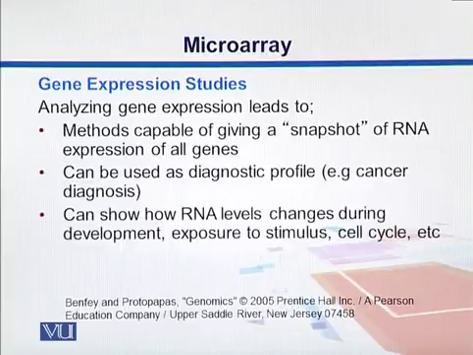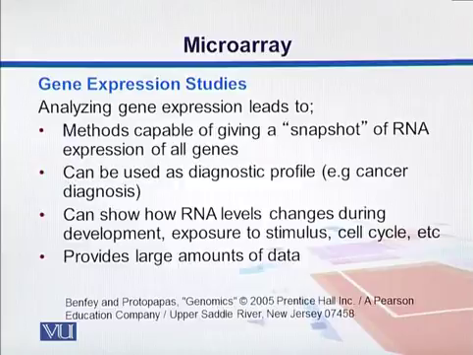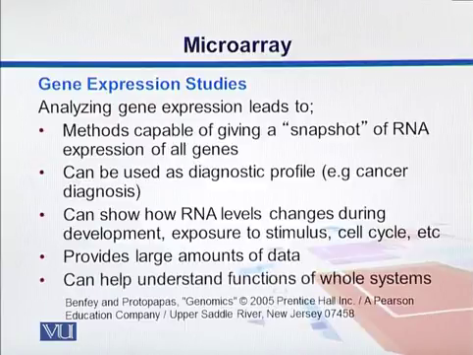They can show how RNA level changes during development, exposure to stimuli, and cell cycle. It produces a large amount of data. So whenever a huge amount of data is produced, we need really important and very skilled techniques like statistics and computational biology techniques to explore that data and grab interesting patterns out of it. So they can help understand the functions of whole systems since we are pulling the whole RNA from the whole cells and we are taking thousands of genes at a time. So in this way we can talk about system level biology.